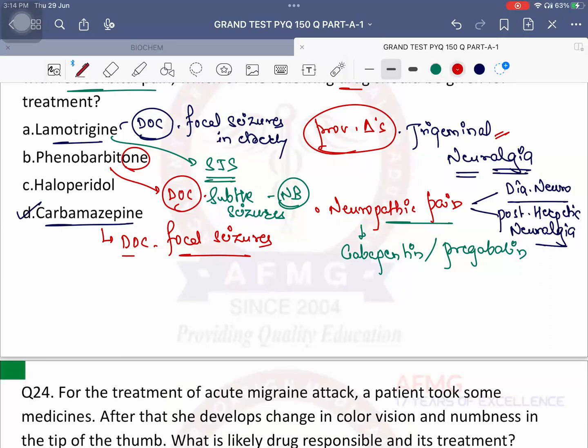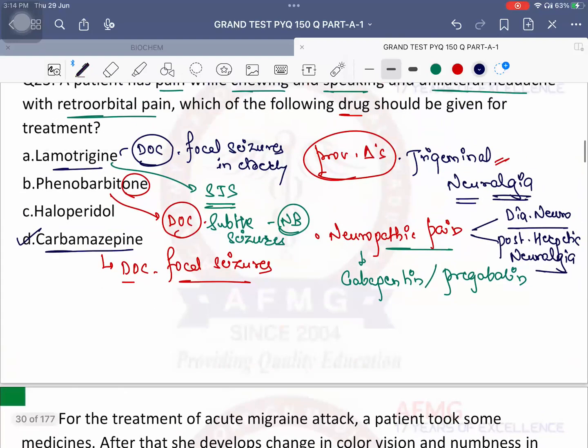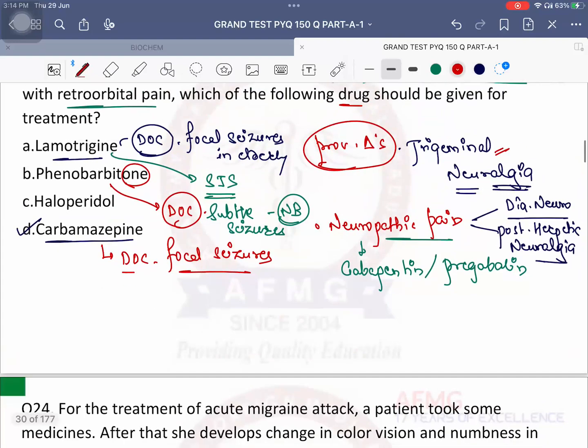Which is the safest anti-epileptic drug in pregnancy? Levetiracetam, followed by lamotrigine. Please remember this. No issues with this, anybody? So remember, these are the most important things for you.